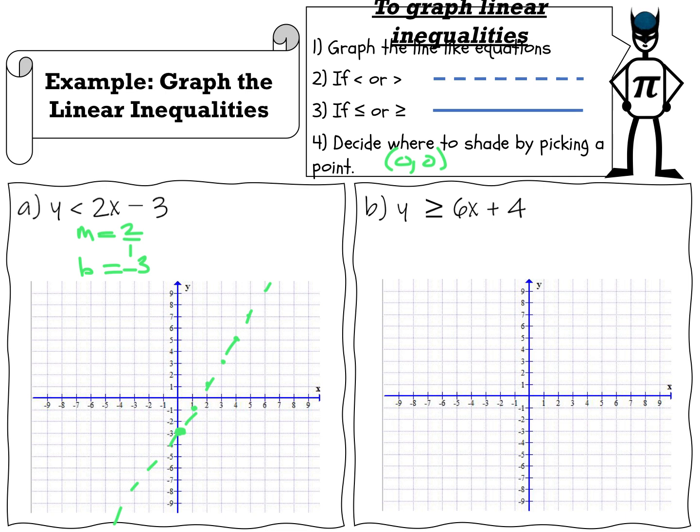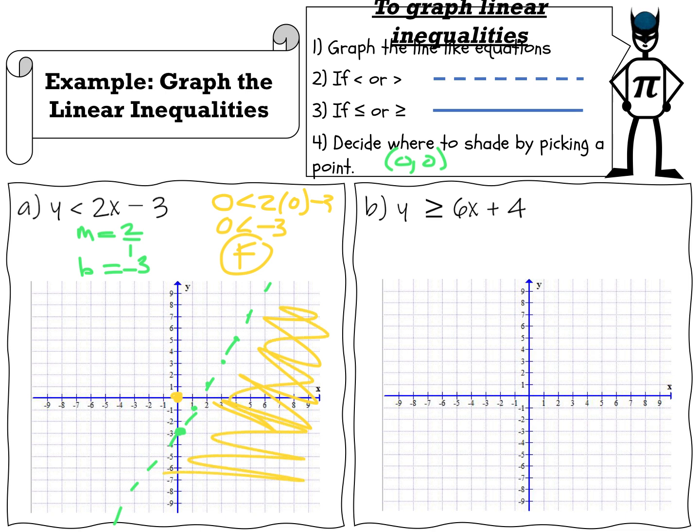Now we have to decide where to shade. To decide where to shade, pick a point not on the line. So I'm going to pick (0, 0), and then see if that's a true statement. 0 less than 2 times 0 minus 3. 0 less than negative 3. This is a false statement. So that means I need to shade not where this point is. I'm going to shade on the other side of the line. And that would be my answer.